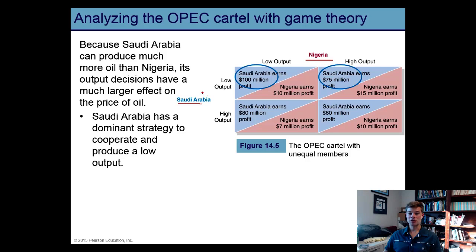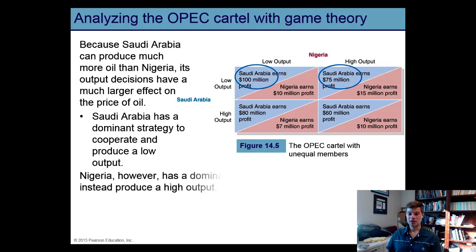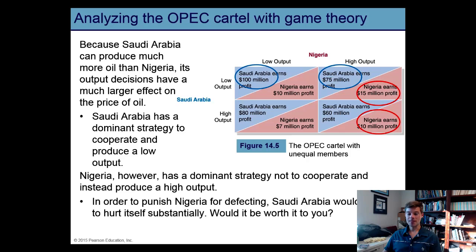Saudi Arabia's dominant strategy is to produce a low level of output because that results in higher profits regardless of which column Nigeria picks. If Nigeria picks the first column, Saudi Arabia is better in the top row. If Nigeria picks the second column, Saudi Arabia is better off in the top row. So Saudi Arabia's dominant strategy is to pick the top row, which corresponds to low output.